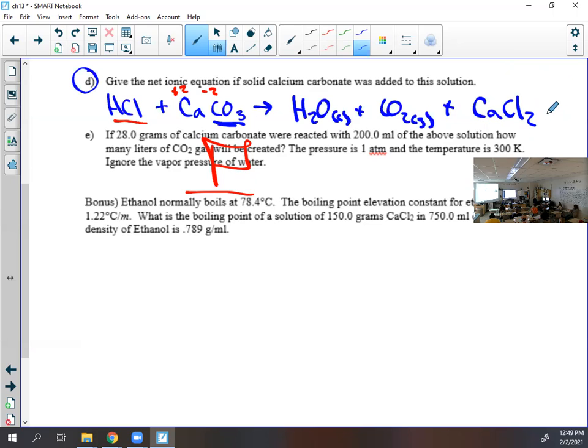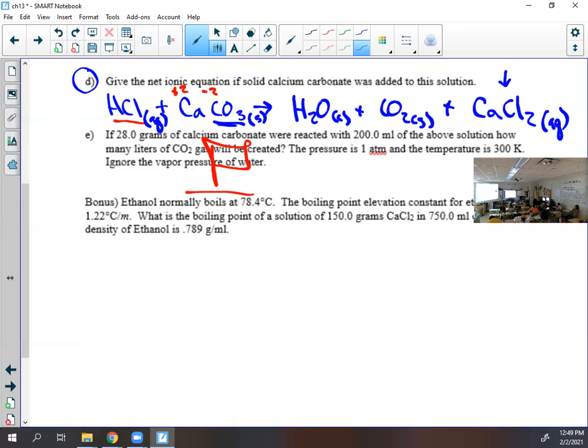It is AQ. It's okay. Chlorine is always soluble except with silver, lead, mercury, and gold, if I remember right. So it's with calcium, so it's aqueous. Okay, the other thing you need to know is: is hydrochloric acid a strong or a weak acid? Strong. So that means this is AQ, and then this says solid.